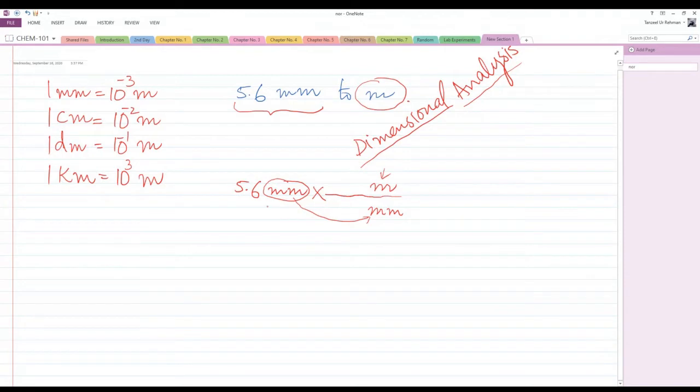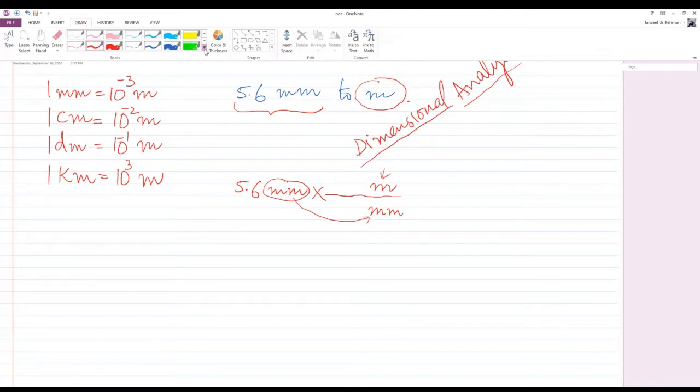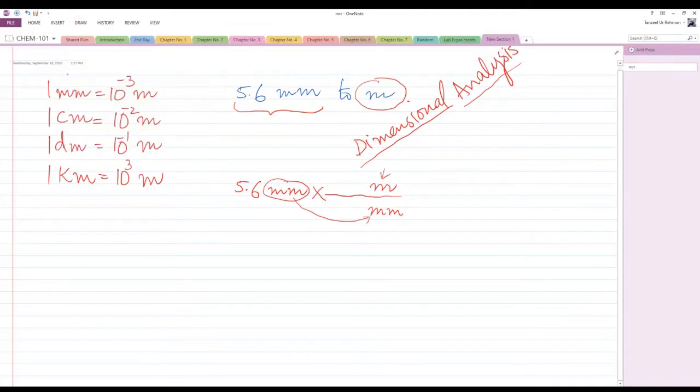Okay, now from here, where is millimeter and meter? In this line. So what is written with millimeter? 1. Where is millimeter? Here. And with meter, 10 to the raised power minus 3. This one, same here.